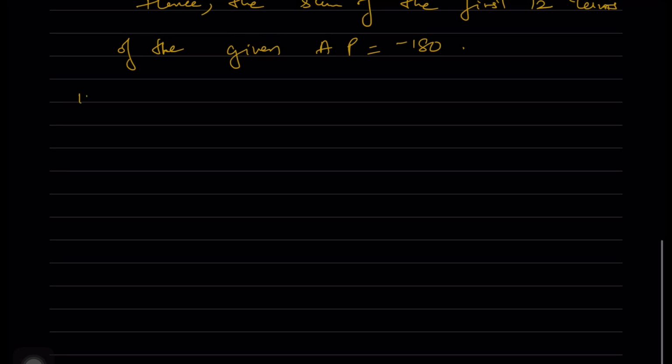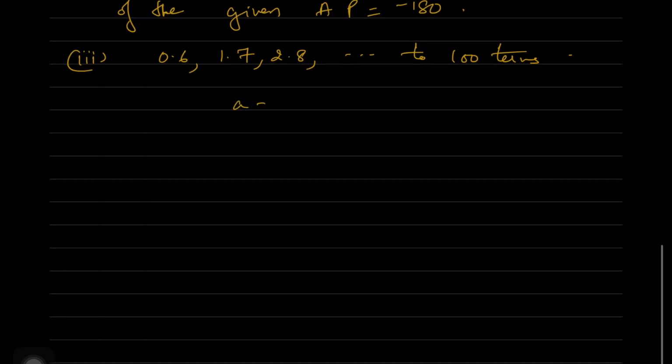So going to the third problem, what's the third problem? We'll see. It is 0.6, 1.7, 2.8, and so on to 100 terms. So now the terms also have increased. So what is it equal to? We'll just see. a is equal to 0.6, d is equal to 1.7 minus 0.6, which is equal to 1.1, the common difference, and n is equal to 100.